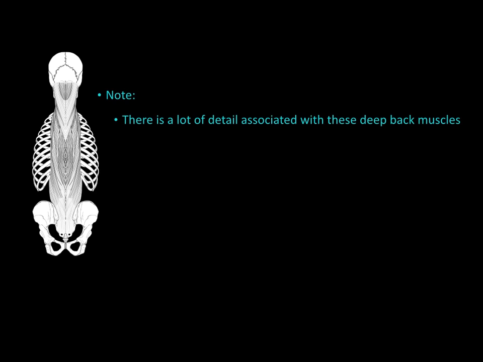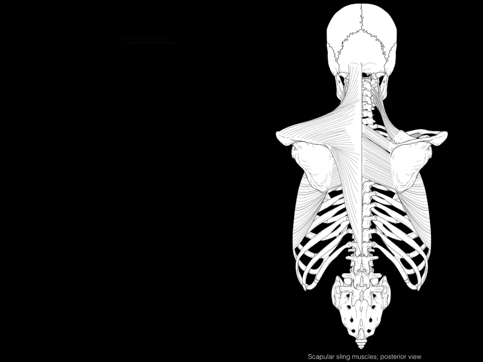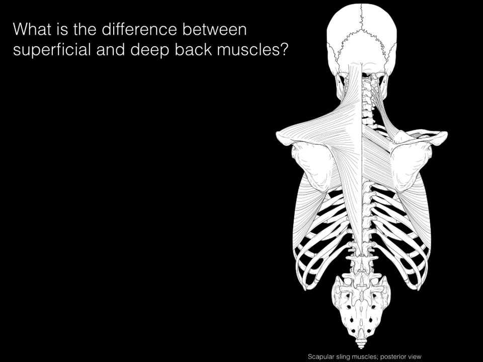There's a lot of detail associated with these deep back muscles, but a focus is going to be on the following: the muscle group, individual muscles, and their innervations and actions. Not so much the attachments, though I'll talk about the attachments as I go through this discussion. So first question, what is the difference between superficial and deep back muscles?